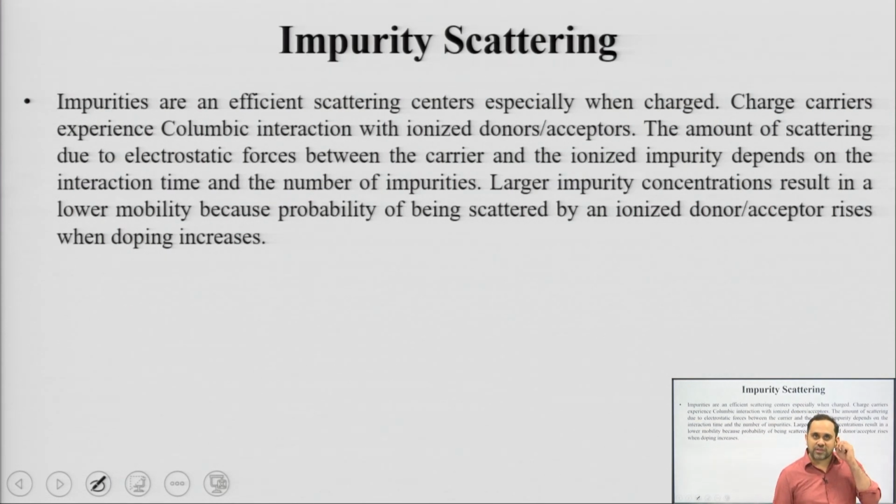Apart from phonon scattering, you also have impurity scattering. Impurity basically means doping. When you do doping in an intrinsic semiconductor, you add impurity atoms which get converted to ions, either donor or acceptor ions. Again, these ions are heavy, so they do not move, but they can scatter your charge carriers. A positive donor ion can attract electrons, a negative acceptor ion can attract holes, a positive donor atom can repel some of the minority holes, same for electrons.